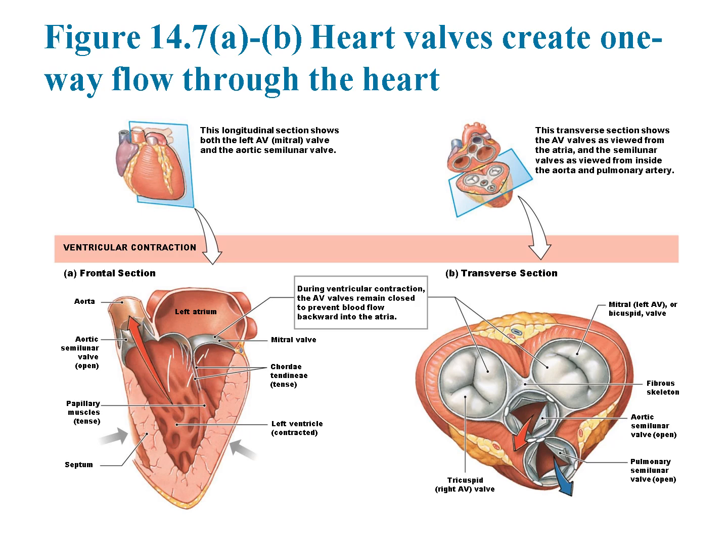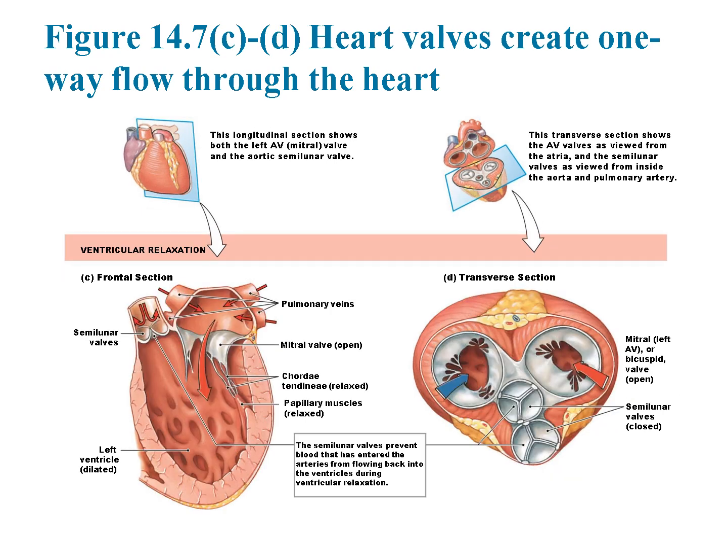During ventricular relaxation, or diastole, the heart's valves coordinate to allow blood to fill the ventricles while preventing backflow into the heart. In the frontal section, C, we see that the left ventricle is dilated as it relaxes, allowing blood to enter. The atrioventricular AV valves, such as the mitral valve, are open, permitting blood flow from the atria into the ventricles.